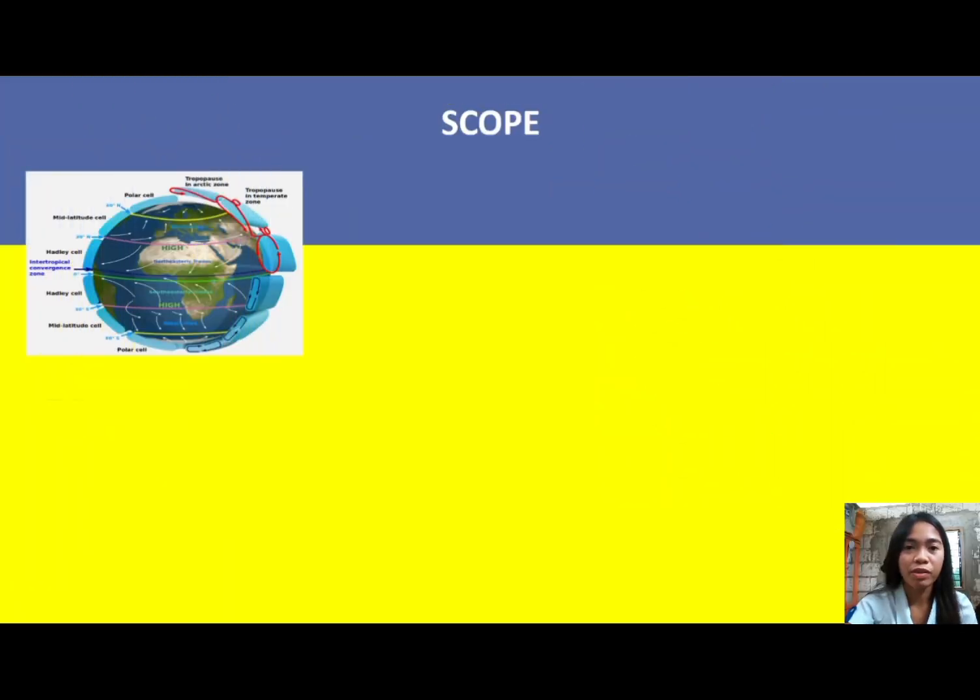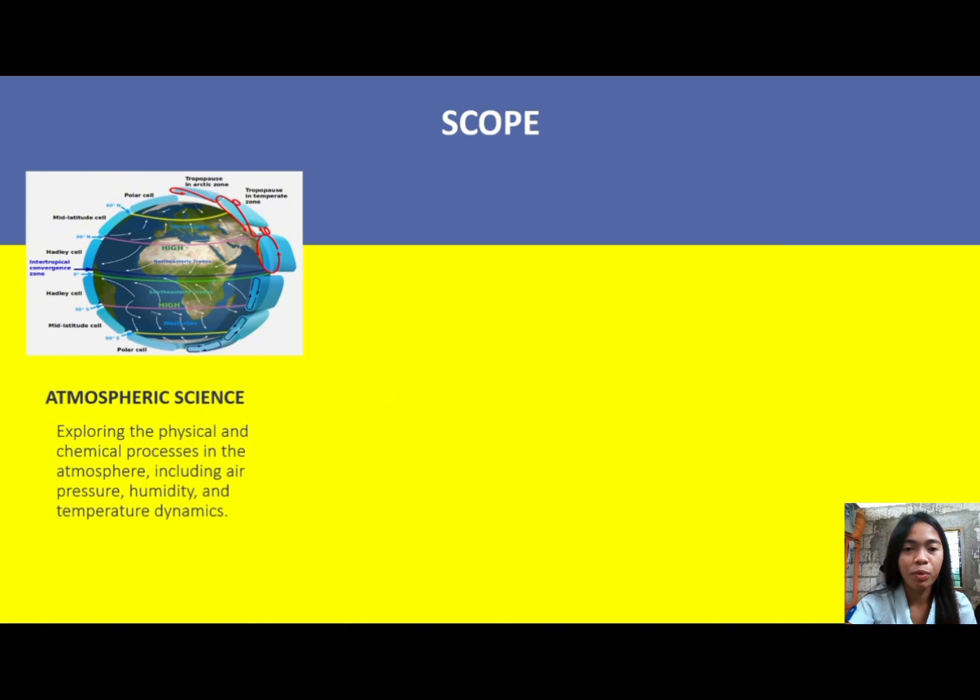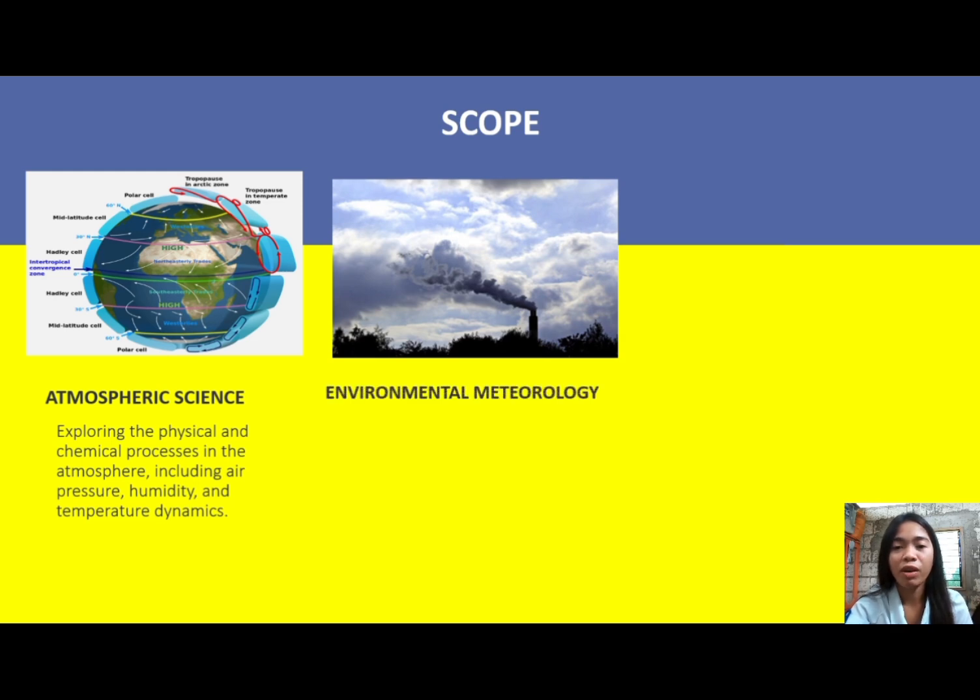we have atmospheric science, exploring the physical and chemical processes in the atmosphere, including air pressure, humidity, and temperature dynamics. Atmospheric science is the study of the Earth's atmosphere, including its composition, temperature, humidity, and movement. Next, we have environmental meteorology.